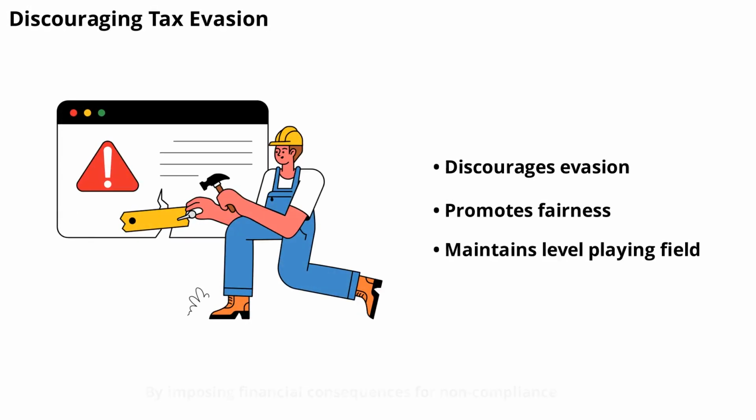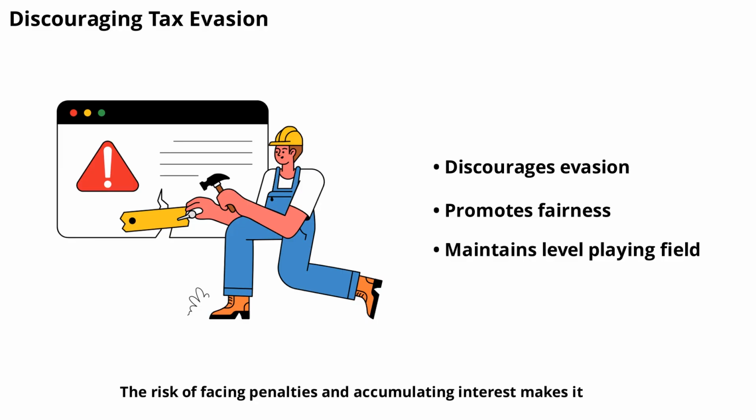By imposing financial consequences for non-compliance, the IRS discourages tax evasion. The risk of facing penalties and accumulating interest makes it less attractive for individuals and businesses to ignore their tax obligations. This helps maintain a level playing field where everyone is expected to contribute their fair share.